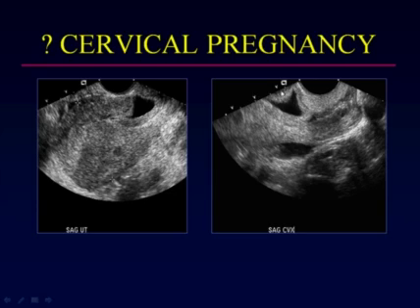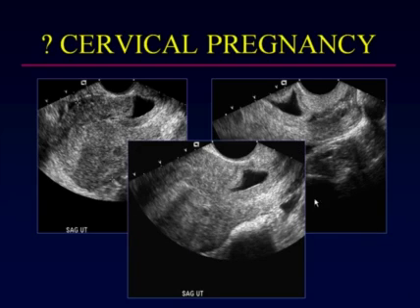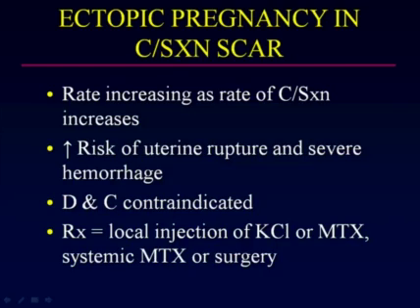This is embedded in the anterior wall of the uterus, just above the level of the internal os. Here you can see it better on this sagittal image with the uterine fundus here, the endocervical canal here, and here's this gestational sac embedded into the anterior wall of the lower uterine segment. This is exactly where a C-section scar is located, and this in fact is an ectopic pregnancy that has implanted in the C-section scar.